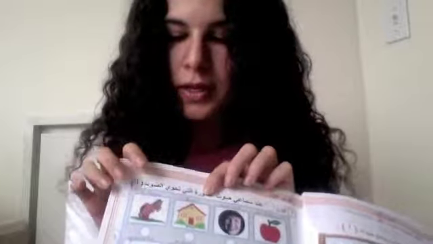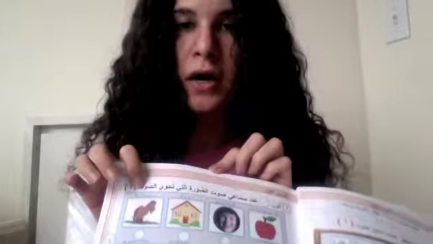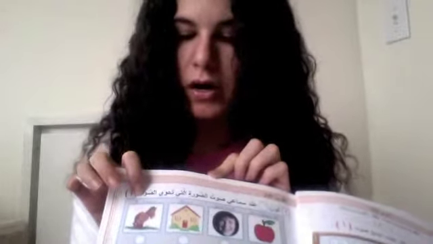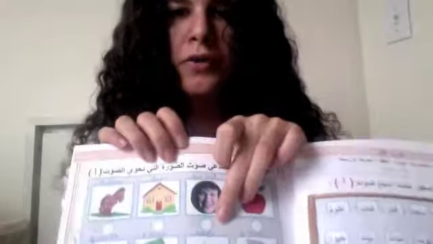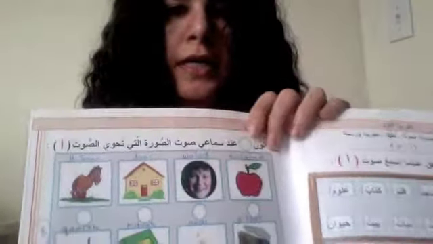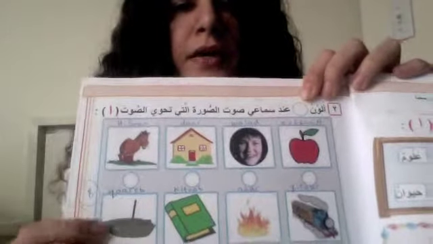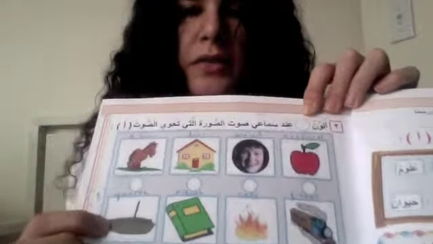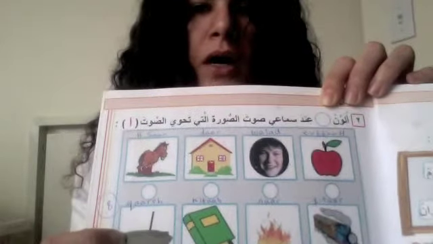House, dar, dar. Horse, hisan. Train, qitar. Fire, nar. Book, kitab. And the boat is qarib.